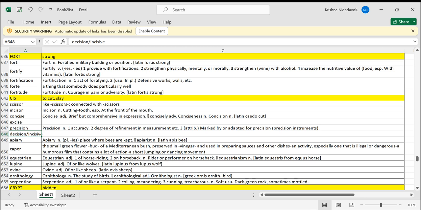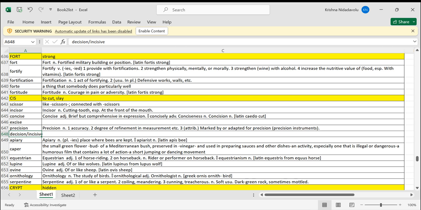Similarly, precision is P-R-E-C-I-S. C-I-S is here. That means cutting is involved. Exactness and accuracy, that is precision. He speaks with great precision. That means he is exact. He just cuts to the point.